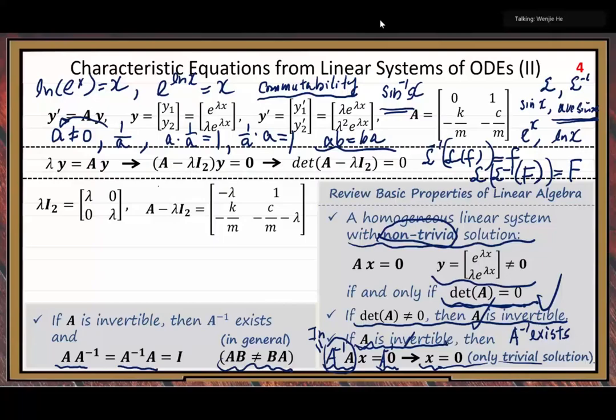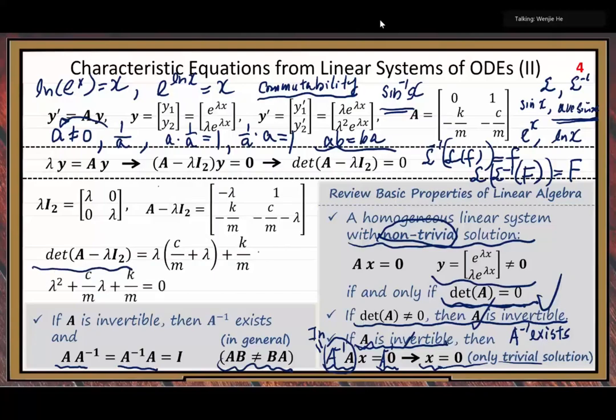So this equation is important. Let me write it here. This equation, this determinant, must be 0. This equation is the same as our old characteristic equation, right? Here you can see, this is our old characteristic equation.